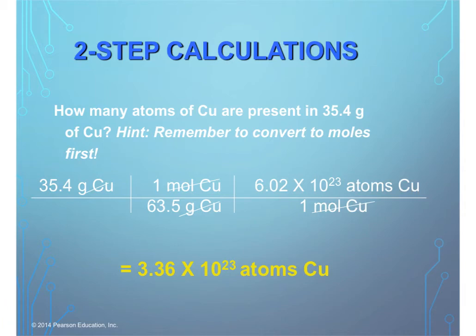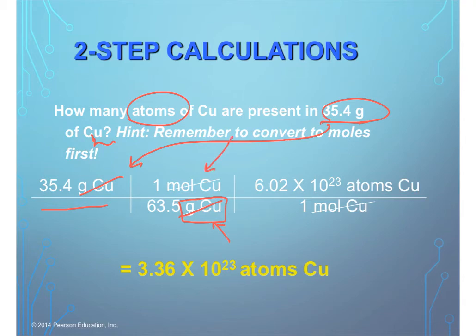Here's an example. You have 35.4 grams of copper. How many atoms is that? So again, remember, if the word mole doesn't show up in the question, that means that's going to be the first conversion you have to do. So the process is the same though, dimensional analysis. Start with the given information, which is 35.4 grams of copper. Put the units you're trying to get rid of in the denominator of your first conversion factor. So now the grams of copper cancels out.